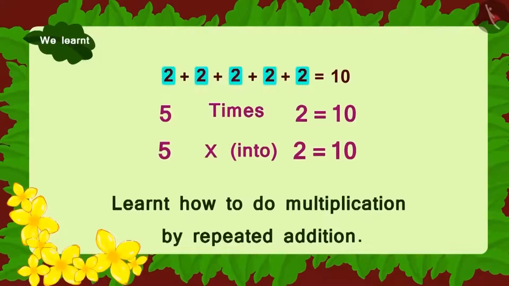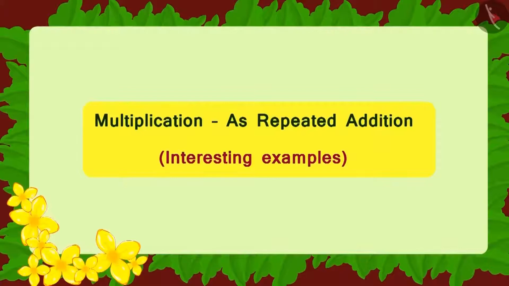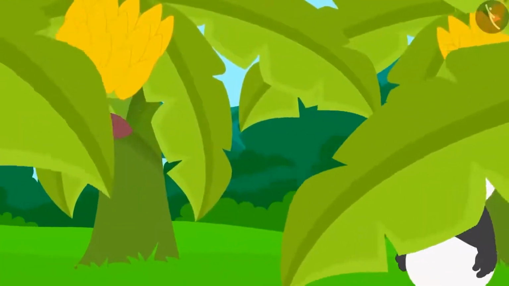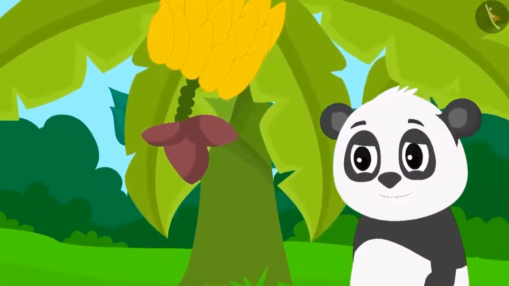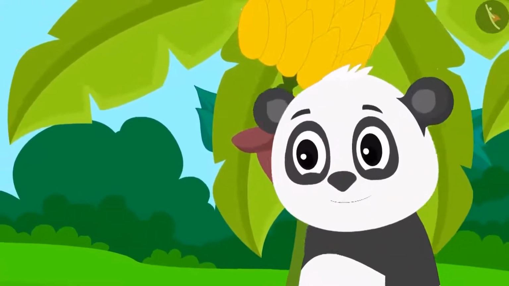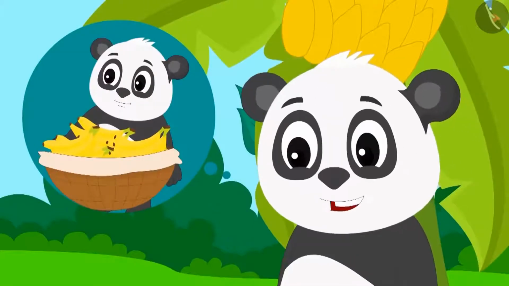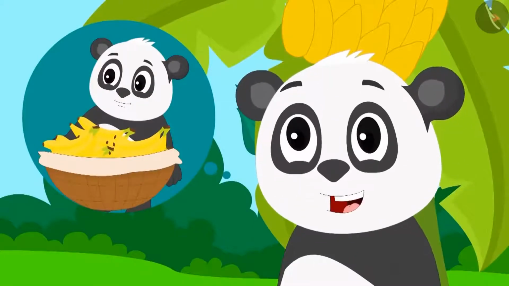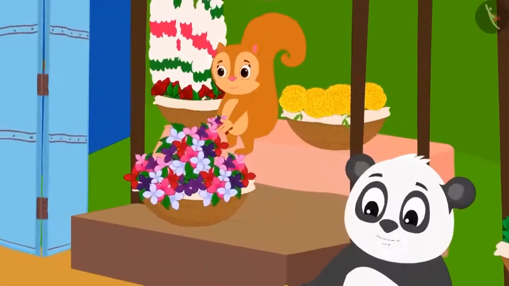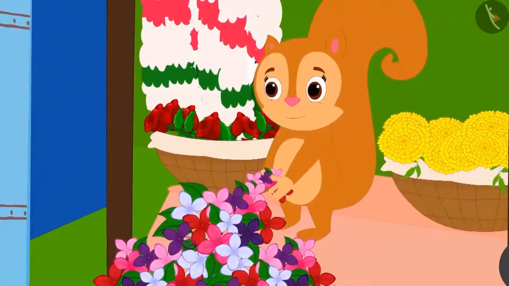Children, in the last lesson, we learnt how to multiply by repeated addition. In this lesson, we will see some of its interesting examples. Golu Panda's banana orchards reaped a good harvest this season. He thought that he can earn a lot of money by selling these bananas in the market. At the same time, Chanda Squirrel too had set up her flower stall.